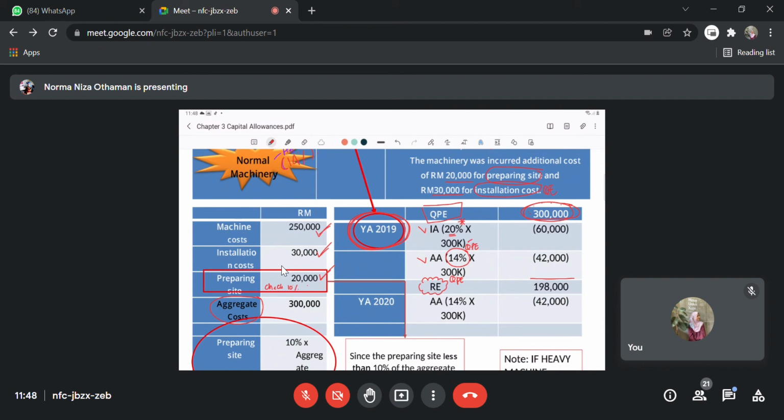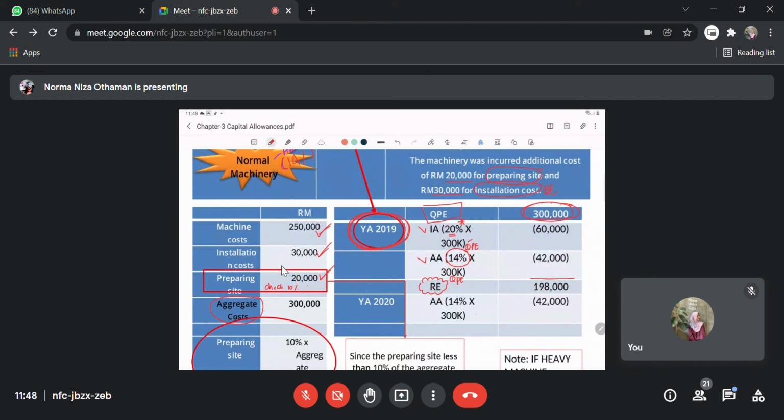So the question asks you to compute up to year of assessment 2020. So we compute the following year of assessment. Can we claim initial allowance again here, guys? Can we claim IA again? No, we can't. Okay, why not? Because it can only be claimed once. Very good. I already explained earlier, IA is once in a lifetime. Only once in a lifetime. Right?